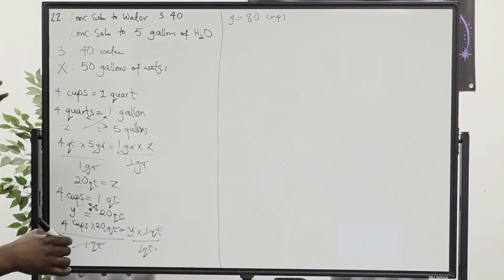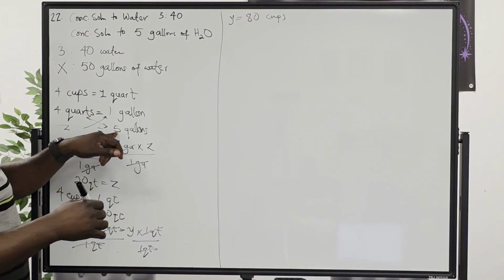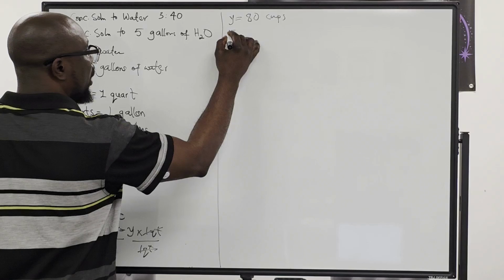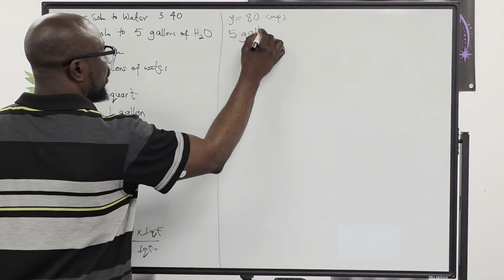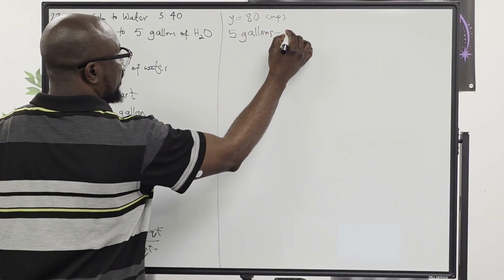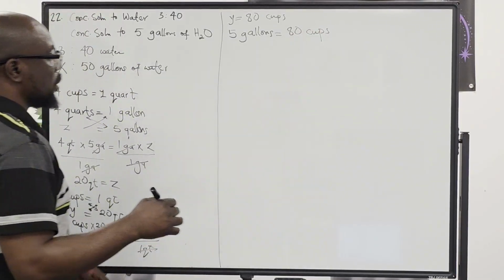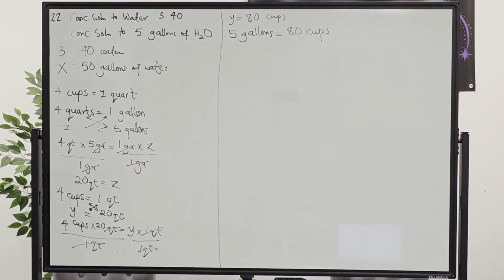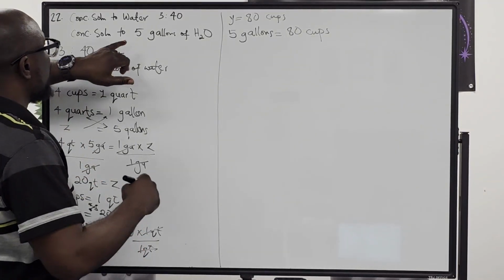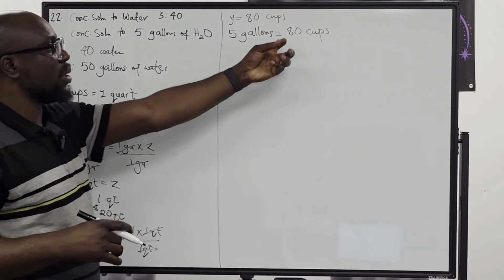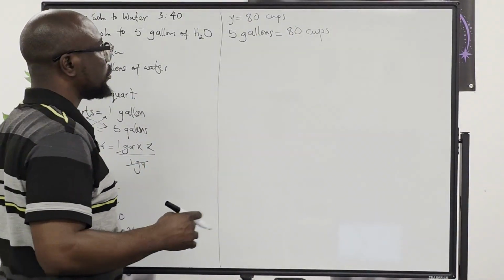What I just did is I'm trying to convert 5 gallons to cups. 5 gallons is the same thing as 80 cups, right? That's what I've been trying to do. So now that we have the amount in cups, because they want the answer in cups, we have to make sure that the units fit.